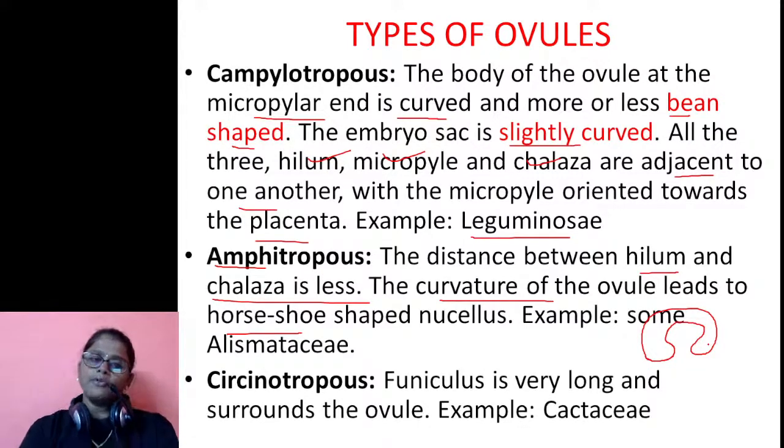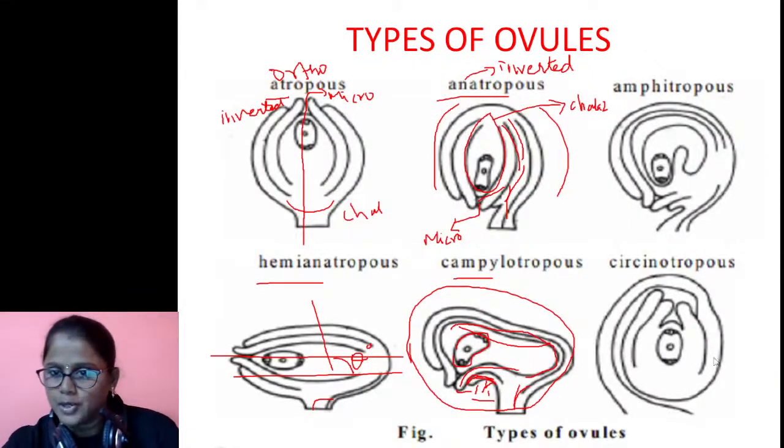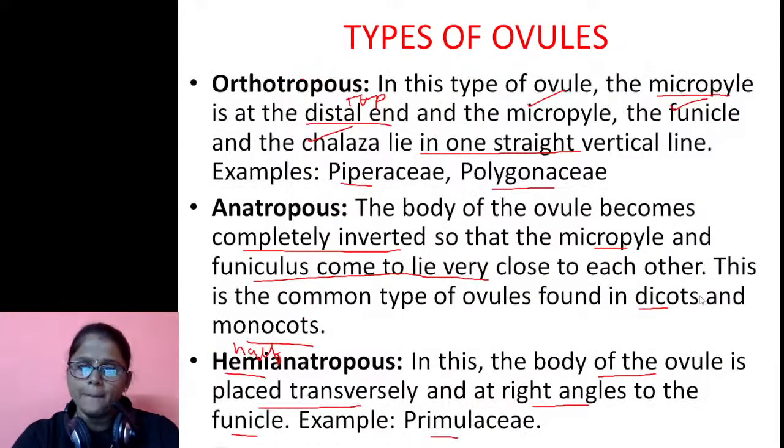And this type of amphitropous ovule is seen in the Alismataceae. Okay, so here is the amphitropous. In the amphitropous you can clearly see the hilum, look how it is. Okay, so the hilum is just too close, and you can see the curvature structure. So this is how they are. That is why they are called amphitropous.